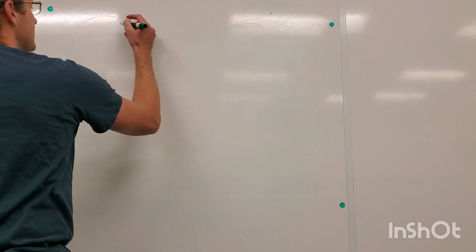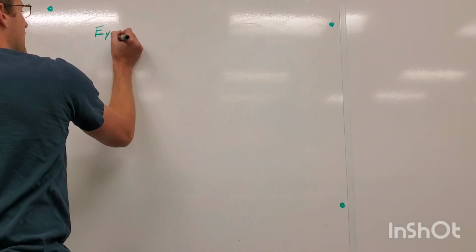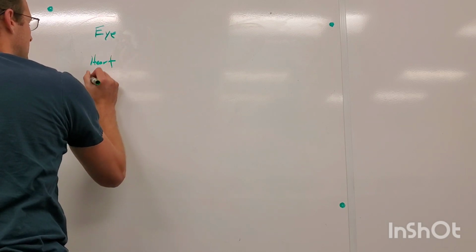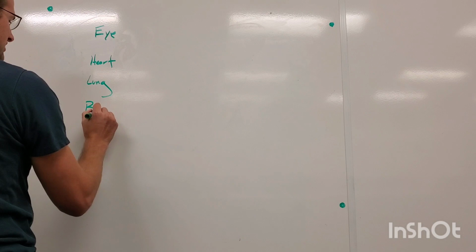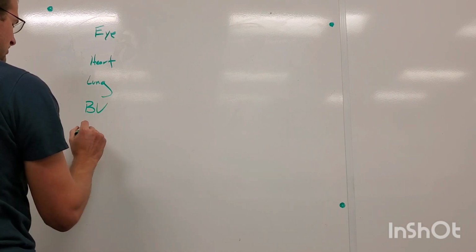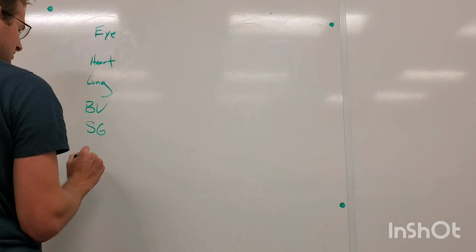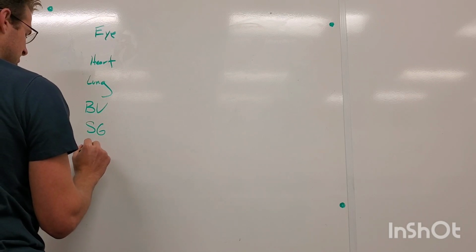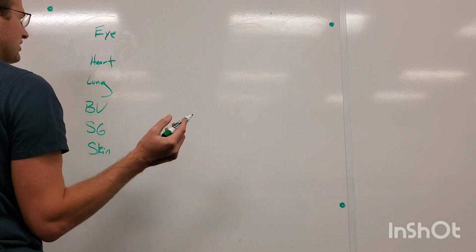So let's go with your eyes. And your eyes, we'll do your heart, we'll do your lungs, we'll do blood vessels, we'll do sweat glands. What else can we do? We can do your skin. We'll call this skin. This would be like your erector pili muscle.